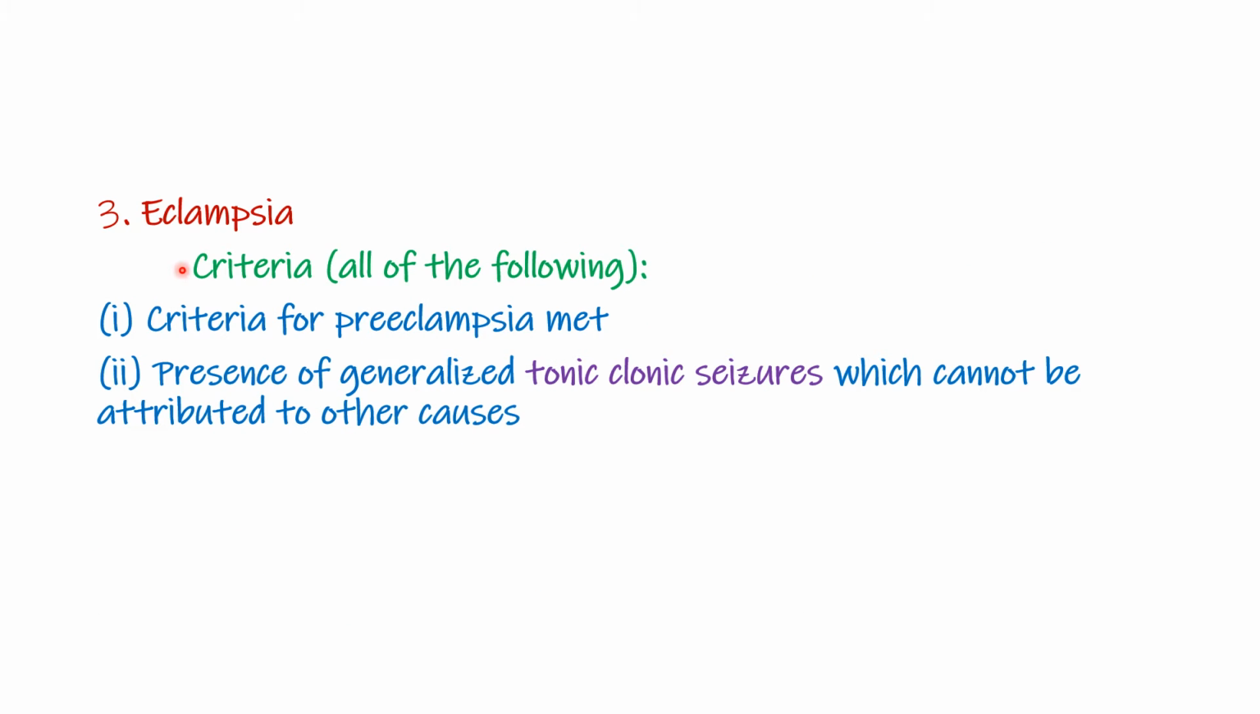So eclampsia, which kind of falls under preeclampsia, and for you to define eclampsia, all the following have to be present. Number one, all criteria for preeclampsia must be met. What did we say are the criteria for preeclampsia? The patient must present at greater than 20 weeks, and you must have proteinuria or severe features of preeclampsia. So that, plus presence of generalized tonic-clonic seizures, which cannot be attributed to any other causes.